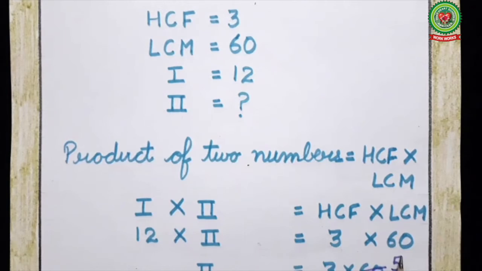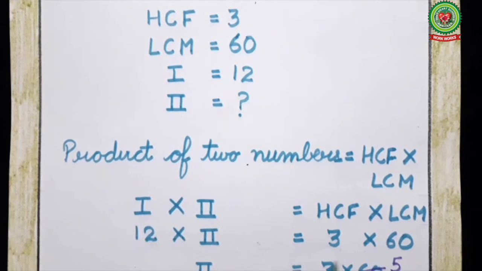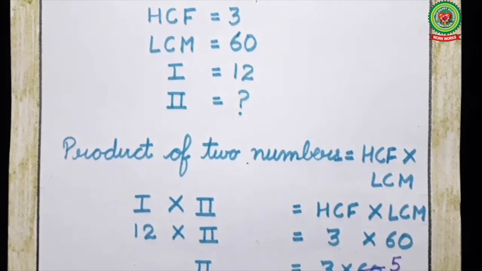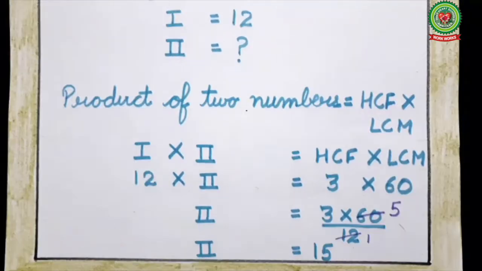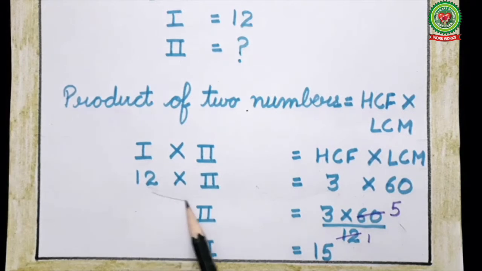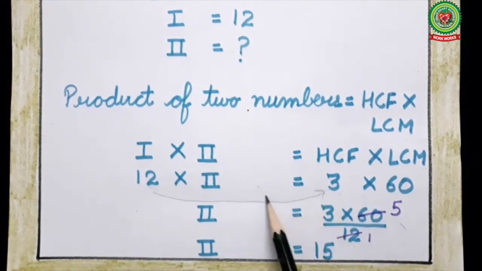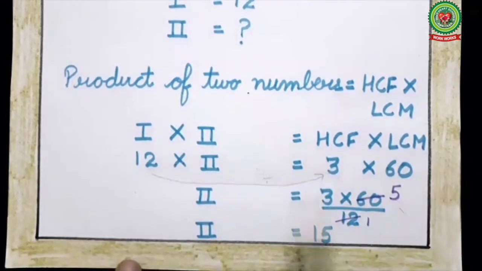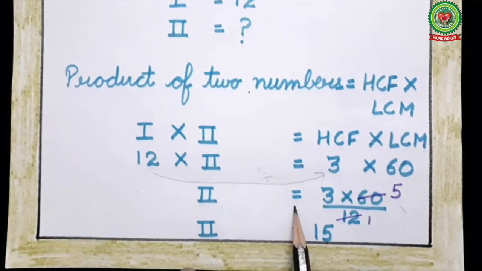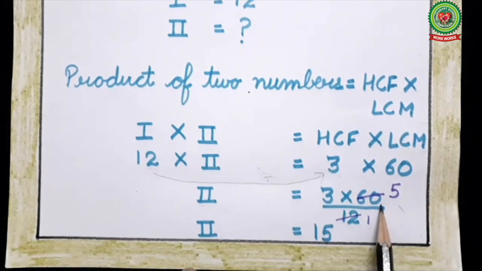So write down 60. In order to find the second number, we have to shift 12 towards the right hand side. As 12 is getting multiplied here, on shifting 12 towards the right hand side, it will change to divide. So second number is equal to 3 multiplied by 60, and 12 will be divided here.